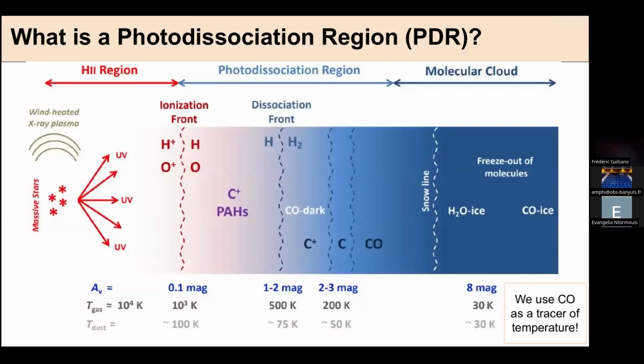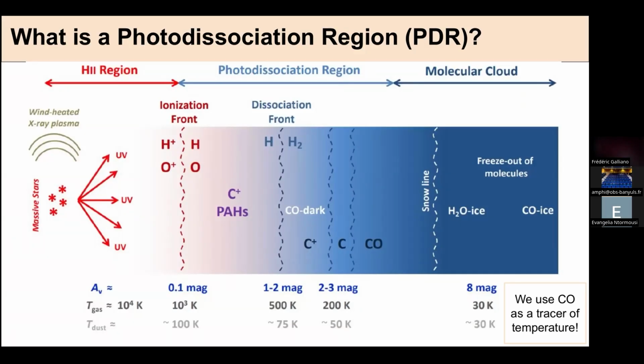But before we get started, what is a PDR, or a photodissociation region? PDRs are characterized anywhere where far UV photons dominate the heating and the chemistry in the region. So this can happen all throughout the galaxy and across the universe. But the one that we're going to be talking about today is between an HII region and a molecular cloud.